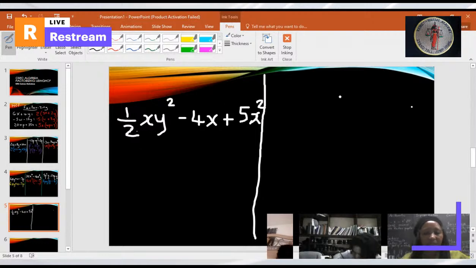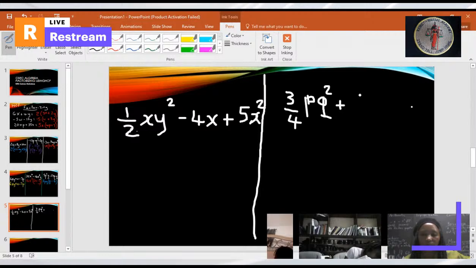All right, and let's do another one. Let's say we have 3/4 p q squared plus a quarter p to the third power and q to the fourth power.